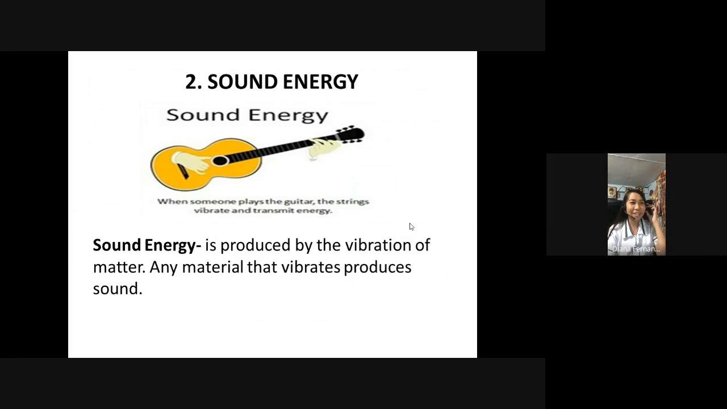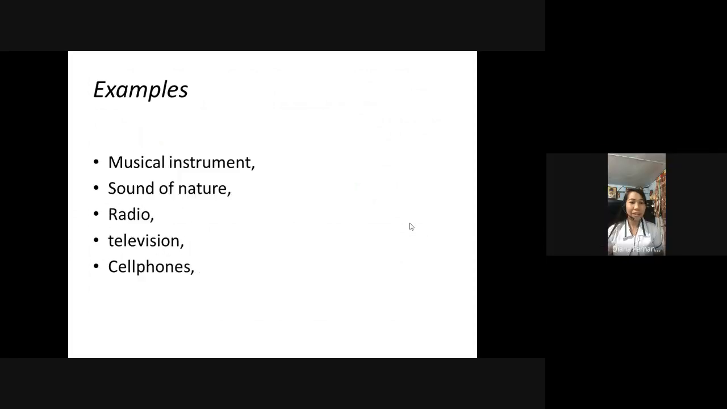Okay. So what is sound energy? Any material that vibrates produces sound energy, just like we have done in our activity when we put our hands in our neck and talk. So our vocal cords vibrate and it produces sound energy. Did you get it, class? Yes, ma'am. All right. The examples are musical instruments, sound of nature, radio, television, and cell phone.